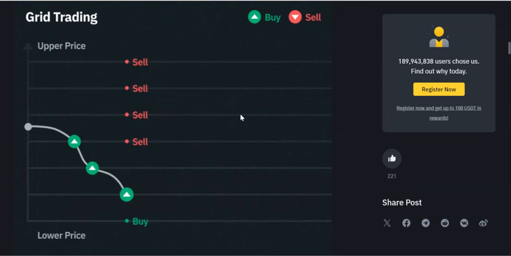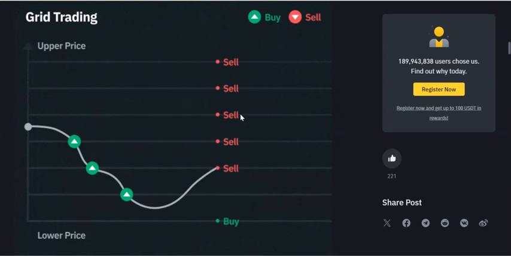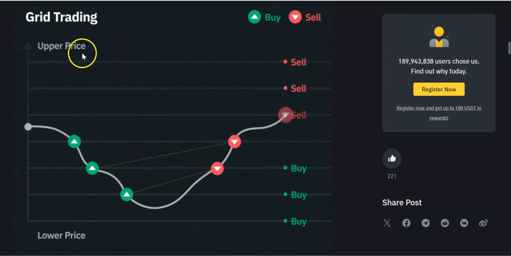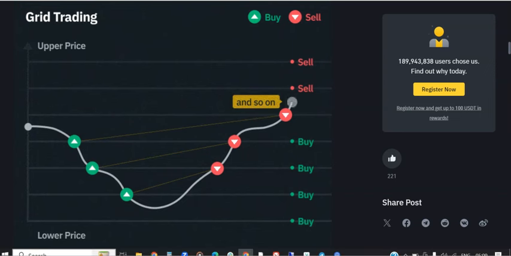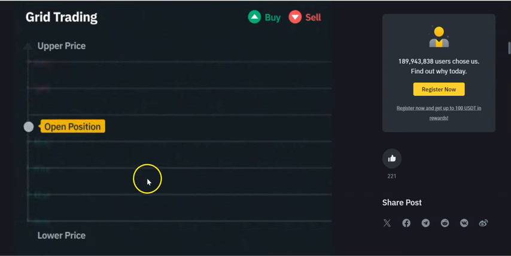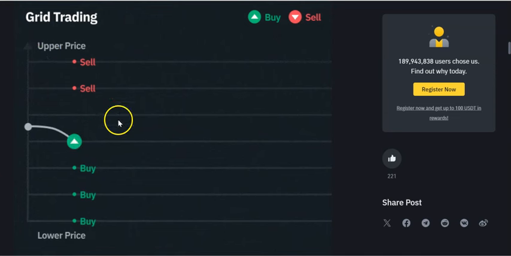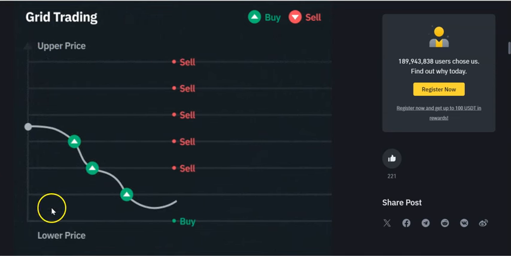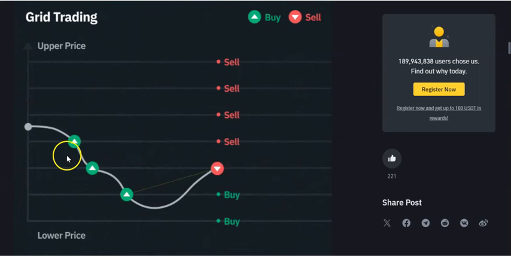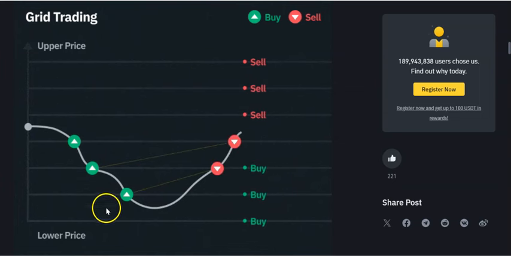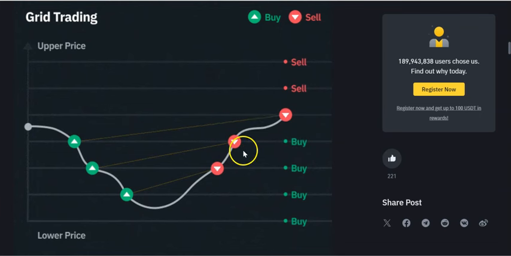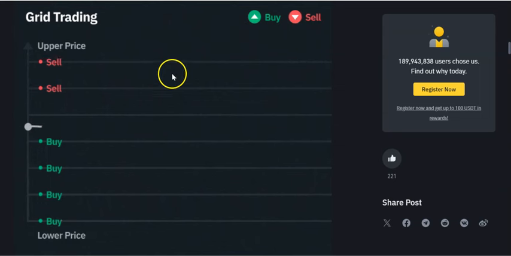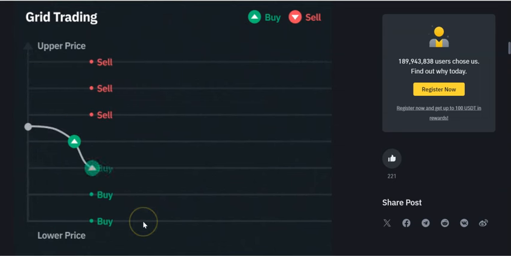When I say range, it means that they have an upper price range and a lower price range. If the upper price range is like 80K per Bitcoin, and the lower price is like 40K per Bitcoin, as long as the Bitcoin price is moving around 80 and 40, it continues to work for you. It will stop working only when the price goes above 80 or below 40.